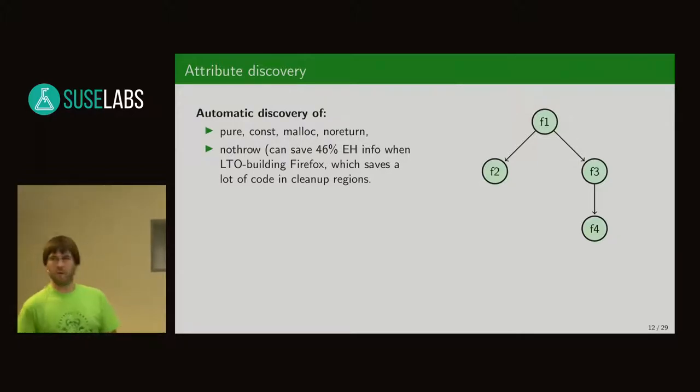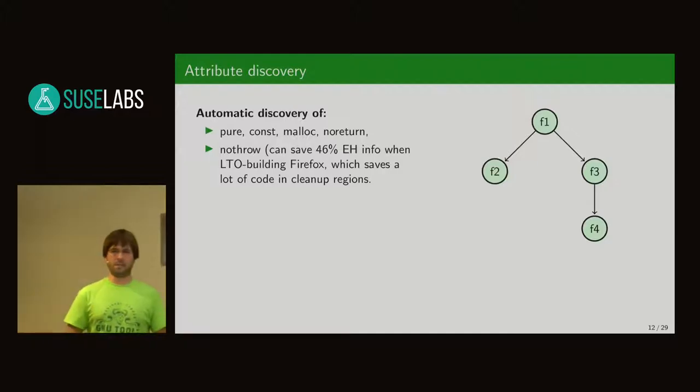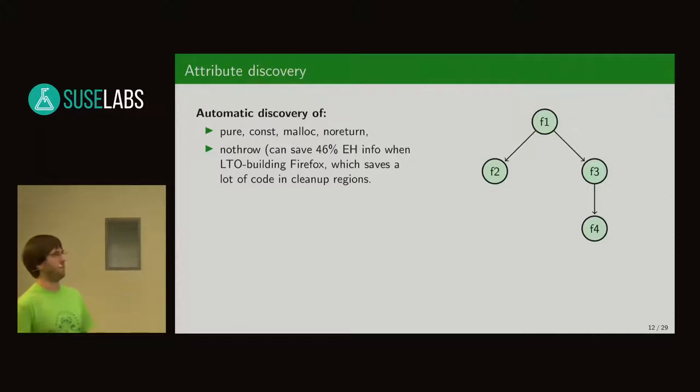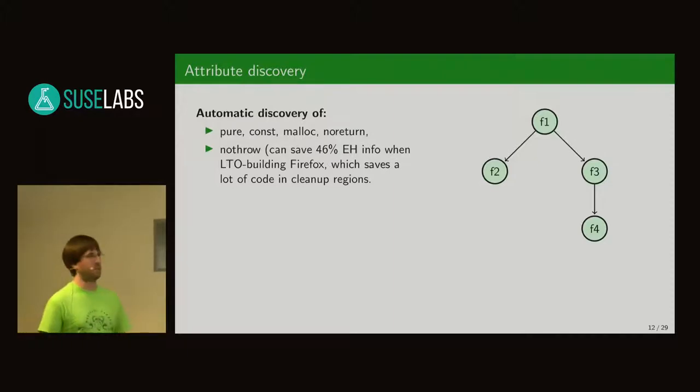A const function, by the way, if you don't happen to know, means that the function only calculates its results. It doesn't look at memory and it only works from its arguments. Pure means that it can read memory. Malloc means that it behaves like malloc, basically. Look up the definition if you want to, it's slightly complicated. Noreturn means that this function does not return. Like panic in the kernel, for example, is a noreturn function.